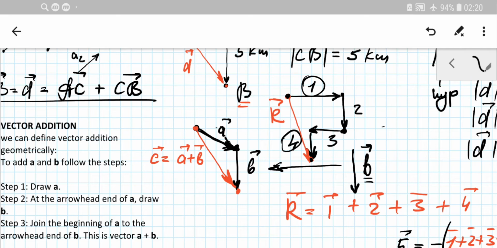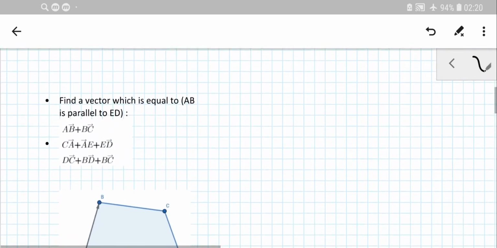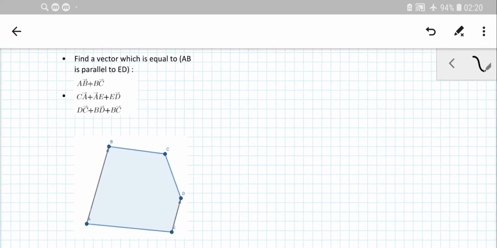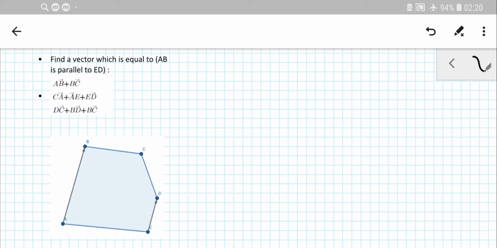So here you can see a sort of polygon law or polygon rule, or basically head to tail for multiple vectors, for vectors more than two. Okay, so let's try to apply this to problems. I picked them up from GCSE material and rearranged them a little bit. Find the vector which is equal to the given sums, with different setups for the vectors.